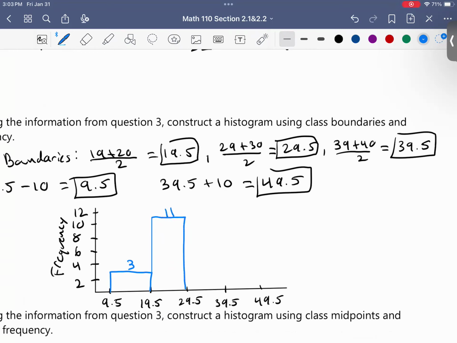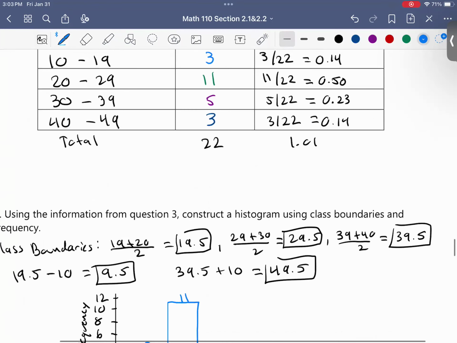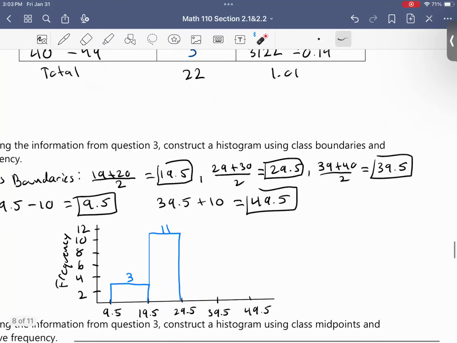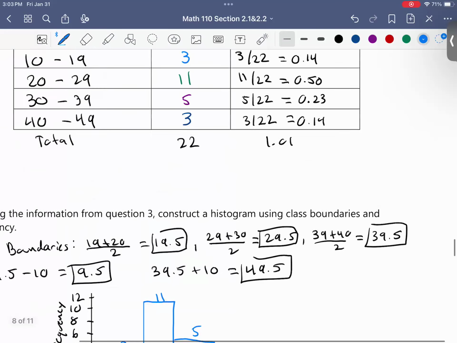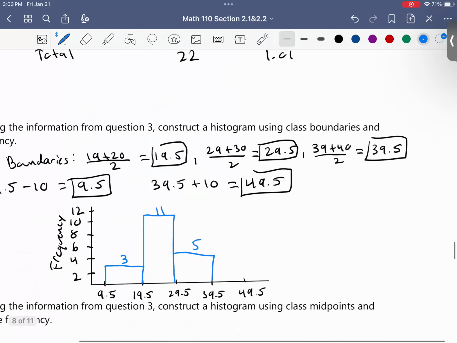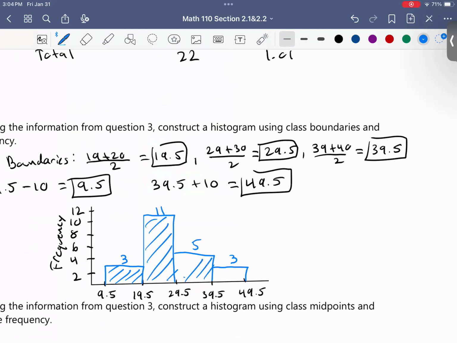Okay. And the next frequency is 5. Between 29.5 and 39.5, we are getting a frequency of 5. So about 5 right there. And lastly is 3. That's a frequency. So another 3, and it will look like this. And that is our histogram using class boundaries and frequency.